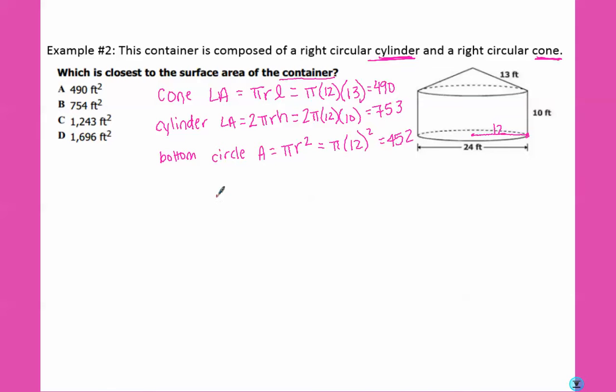So I'm going to add those three things up, and that comes out to 1,196-ish. Because it says what is the closest, our answers might be off by a little bit.